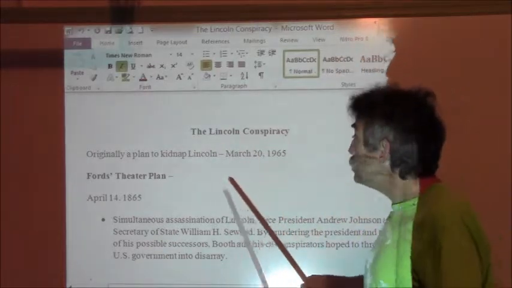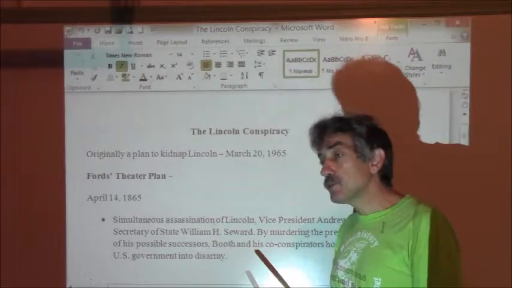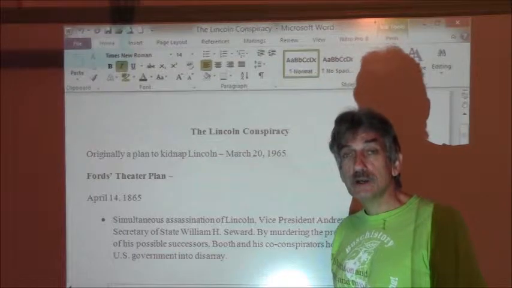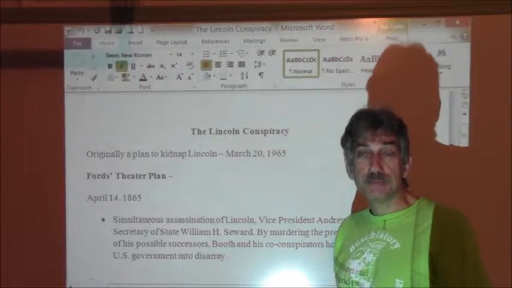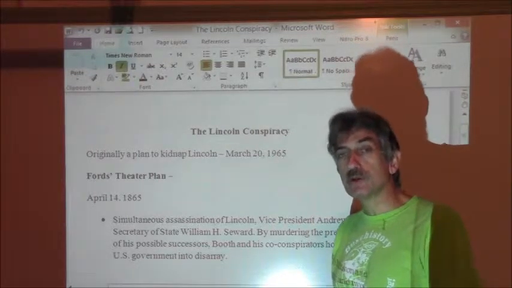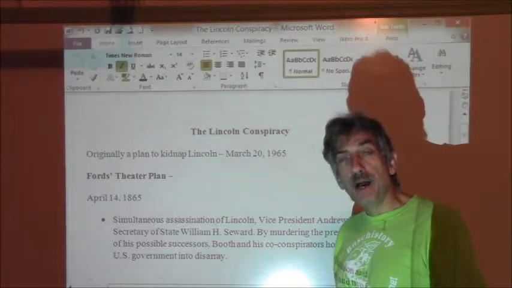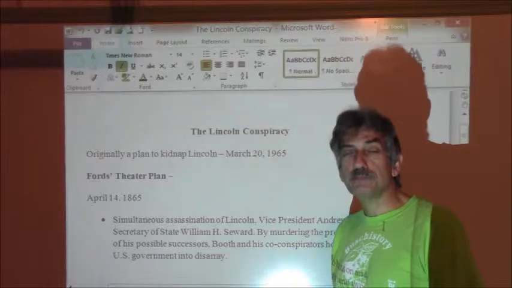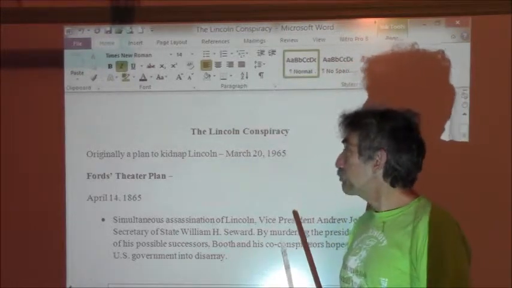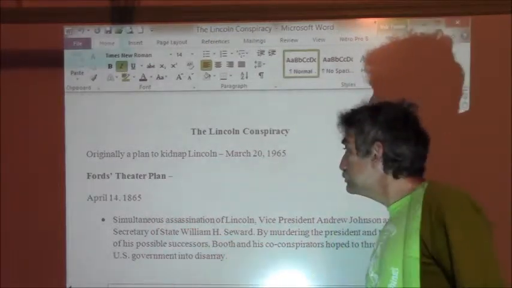So here we go. Initially, the plan had been to kidnap Abraham Lincoln. They were going to kidnap him near Richmond, and they were going to hold him hostage, and they were going to ask for a ransom. That plan didn't come to play, and that plan did include the original conspirators, who I'm going to go through in a second. John Surratt, John Wilkes Booth, and company. But Lincoln didn't show up where he was supposed to, so now the plan gets changed. This is where it becomes very muddy. Now we're going to go to Ford's Theater, April 14, 1865.